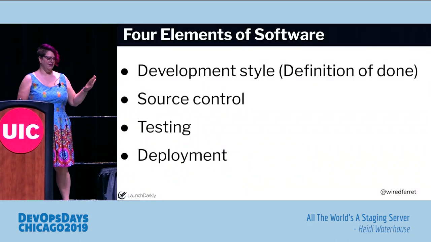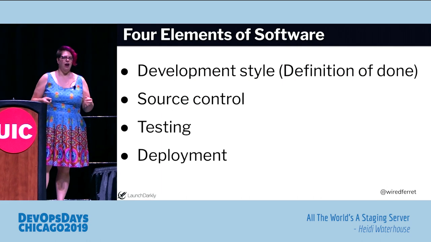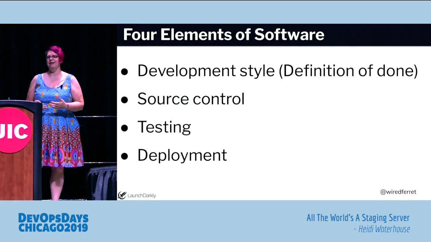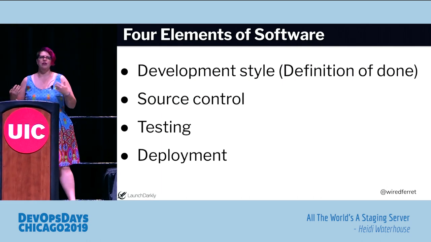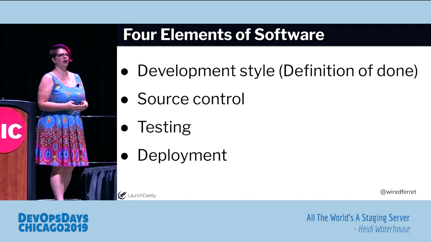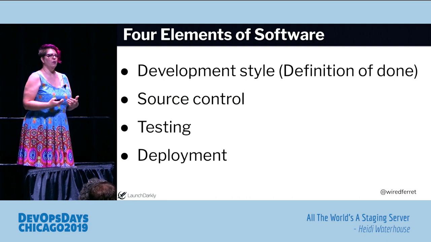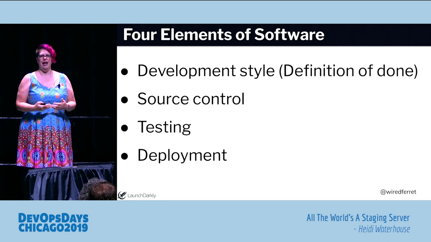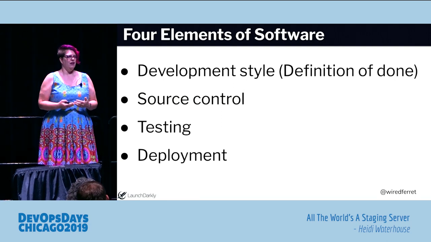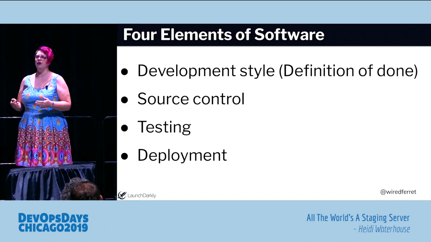So the four elements, the four pillars that I'm talking about, are development style. What is the definition of done? So this is things like waterfall and agile and Kanban. How do you know what it is you're supposed to write and what that means? Given that, how do you store your code?